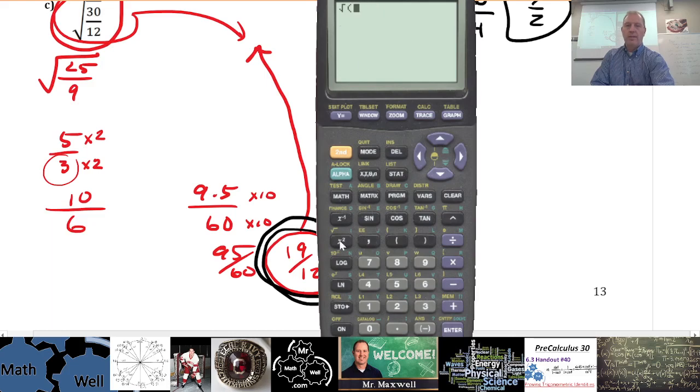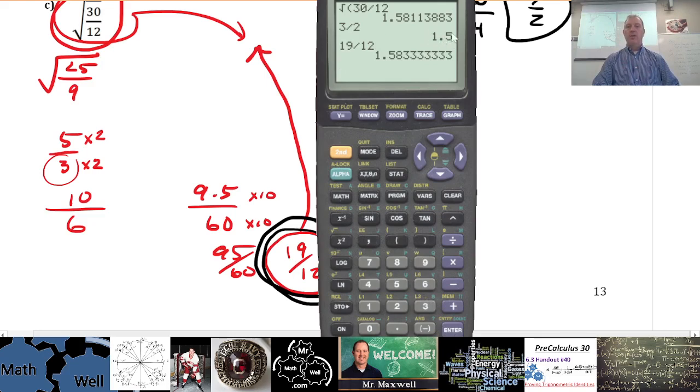Square root of 30 divided by 12 is 1.58. Okay, let's check our 3 over 2. 3 divided by 2 is 1.5. That's pretty good. Let's try 19 over 12. 19 divided by 12. Oh, look at that. 1.58333.